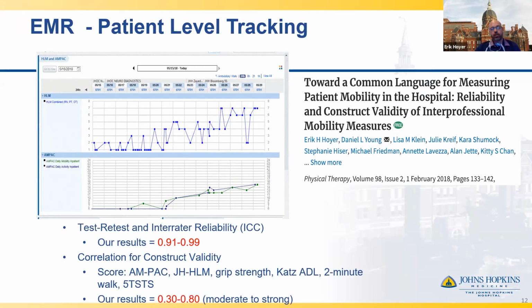We also had nurses comparing the AMPAC and HLM scores, or the JH-HLM scores, with other validated metrics such as grip strength, the Katz ADL, the 2-minute walk test, and the 5 times sit to stand. All those other measures have been recognized as measures of physical functioning, and we were able to show strong construct validity with reasonable correlations, suggesting that these measures also do measure various aspects of physical functioning.